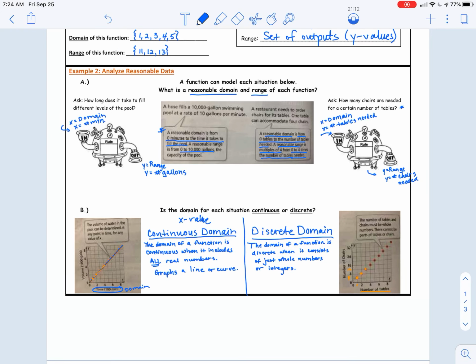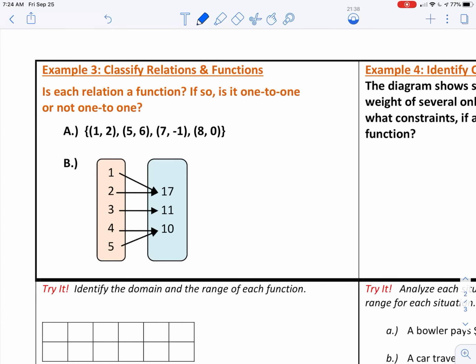Okay, it might be levels of something like maybe the water in a bathtub that's going down. Perhaps we would consider how much a temperature could drop or something like that. So sometimes the domain could be discrete and it could be a negative number, but in the case of our tables and chairs, it's positive. Okay, now let's look at example 3.